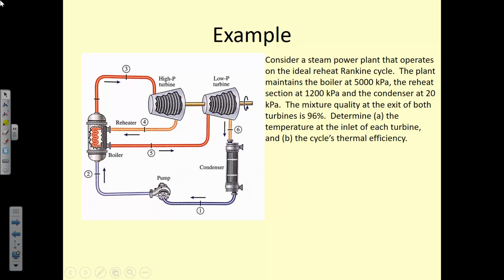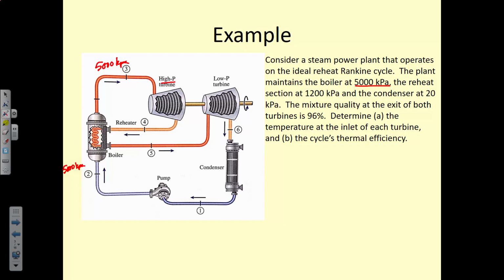The plant maintains the boiler at 5,000 kilopascals, right? So where is that pressure? 5. Okay. 3. Yeah, 3. Okay, 5,000 kilopascals is the boiler pressure. So that's what comes into this high pressure turbine. Is it 5,000 kilopascals anywhere else? Yeah, state 2 is 5,000 kilopascals. So state 3 and state 2 is 5,000 kilopascals.